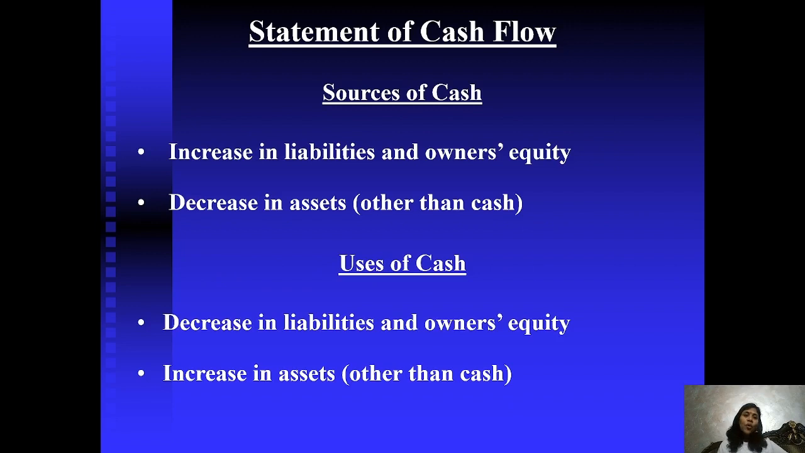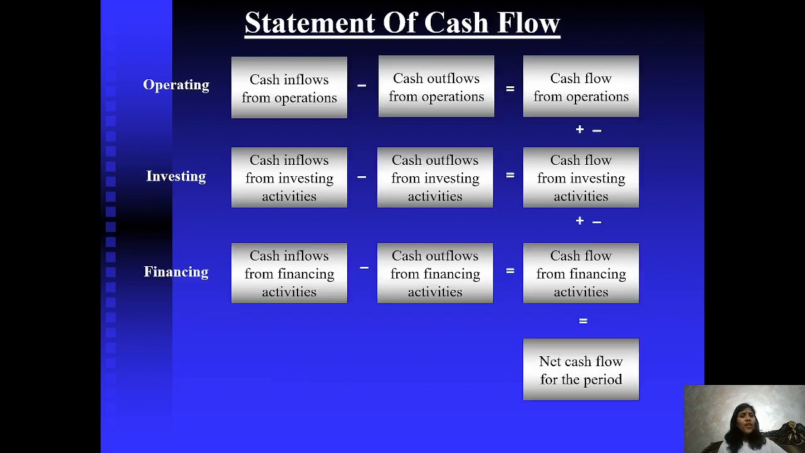So, the statement of cash flow, sources of cash: increase in liability or owner's equity, decrease in assets. And uses of cash are the opposite: decrease in liability and owner's equity, increase in assets other than cash. So this is very important: source of cash and uses of cash. The statement of cash flow has operating, investing and financing activities.